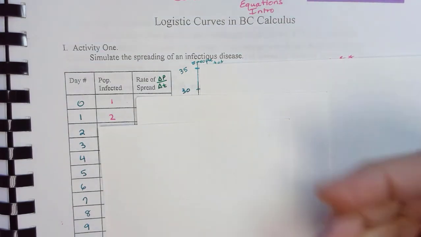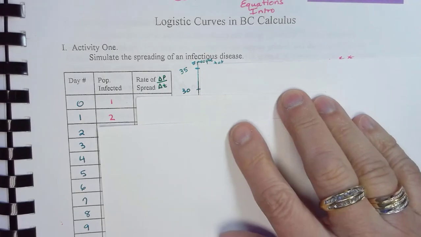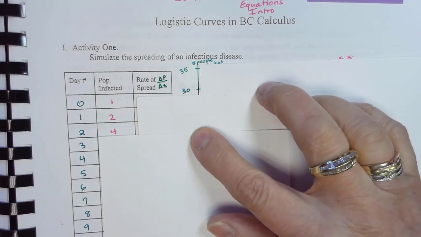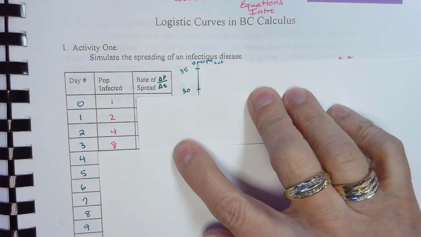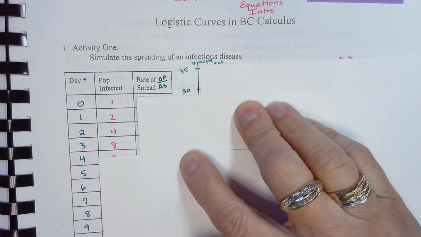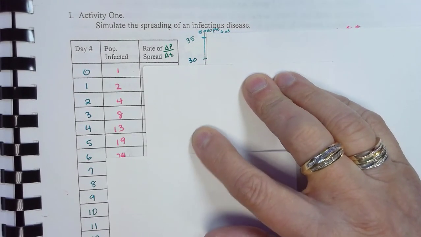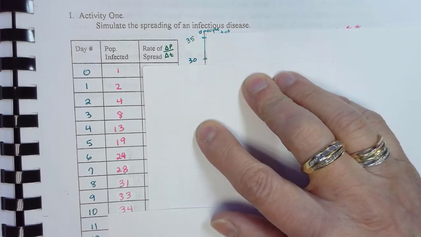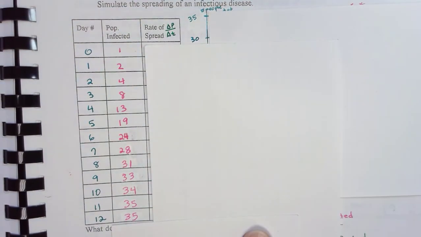Again, I would be doing this with a random number generator on my calculator to model it. After the second day, let's say there are 4 people. After the third day, let's say there are 8. After the fourth day, let's say there are 13, and we continue in this pattern until all 35 people in the class have gotten the disease.